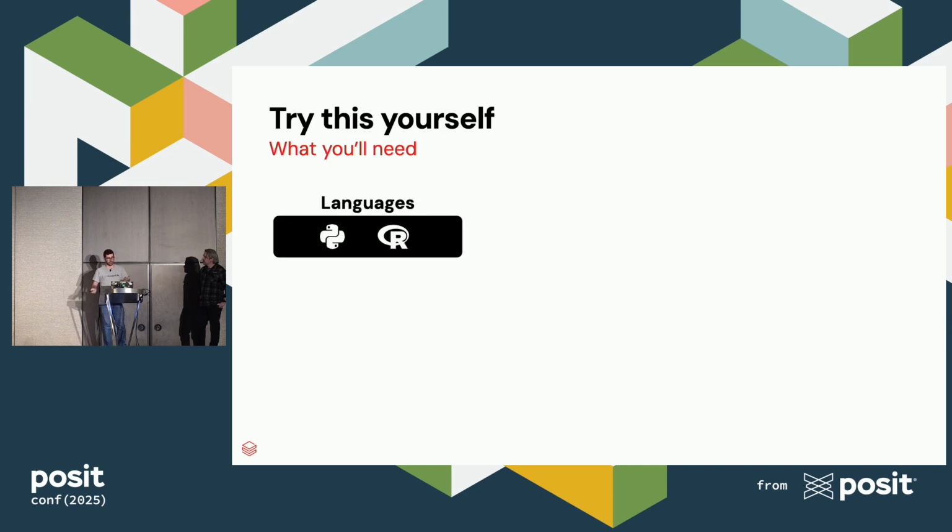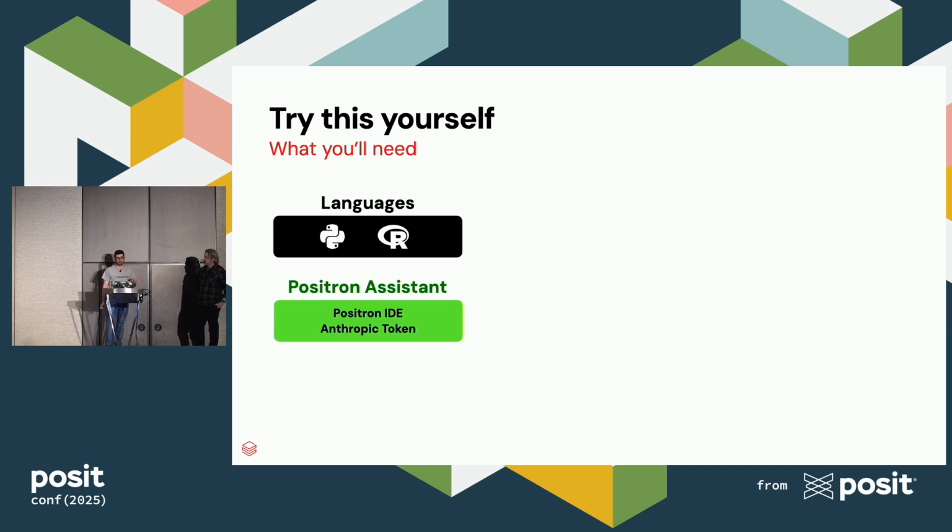To try this yourself, you need a few things. You're going to need a language. Python and R are a good start. You're going to need an assistant. I recommend the Positron assistant. It's actually quite easy to set up with a whole bunch of other tooling. So you'll also need an Anthropic token for that from wherever you choose to get your Anthropic token. If you want to use Databricks, this whole talk was using the free edition of Databricks, which has no cost, no credit card requirement.